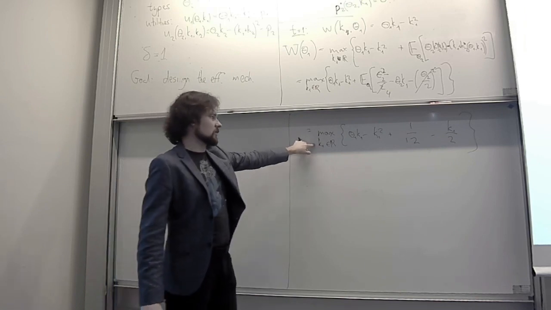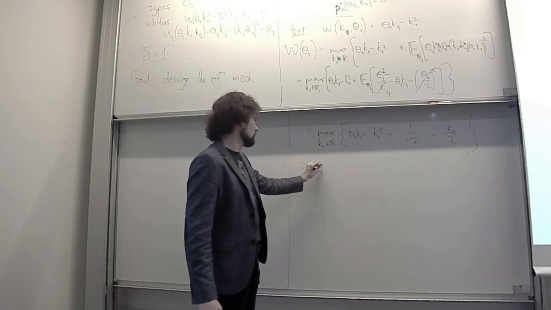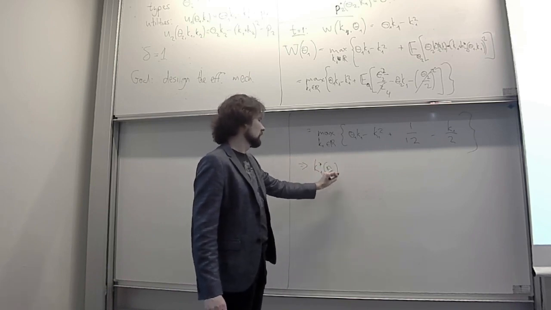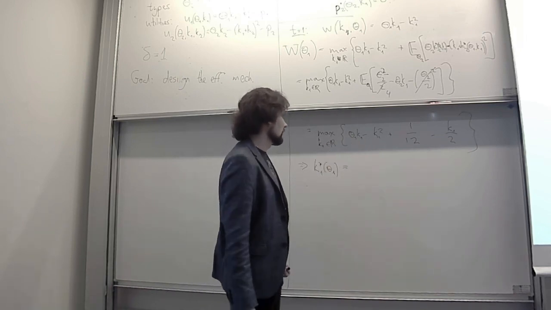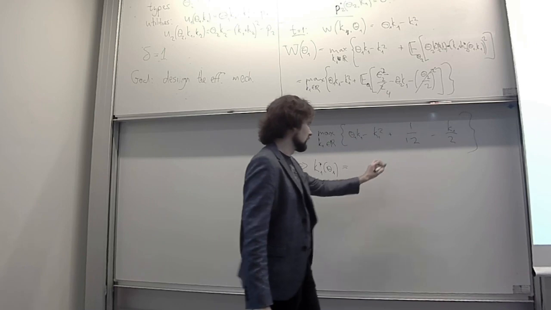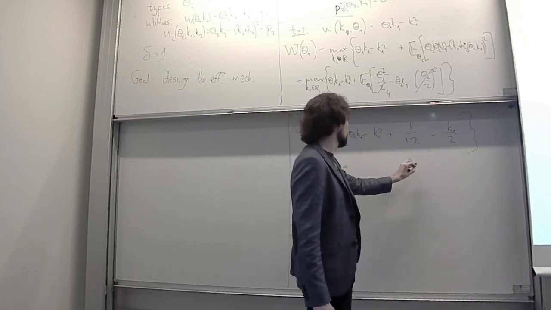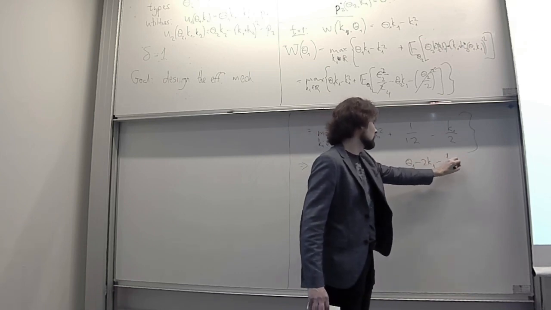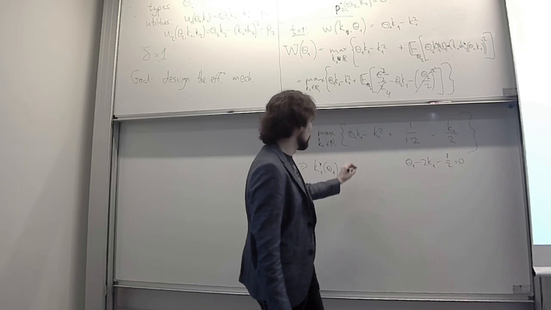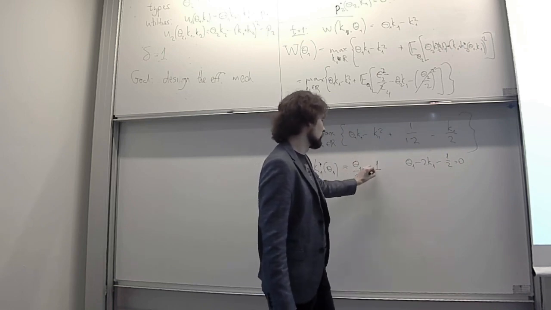Now we can find the efficient allocation in period 1. K1 star of theta 1 will be equal to the argmax of this expression. So the first order condition will be theta 1 minus 2 k1 minus 1 over 2 equal to 0. So k1 will be equal to theta 1 over 2 minus 1 fourth.